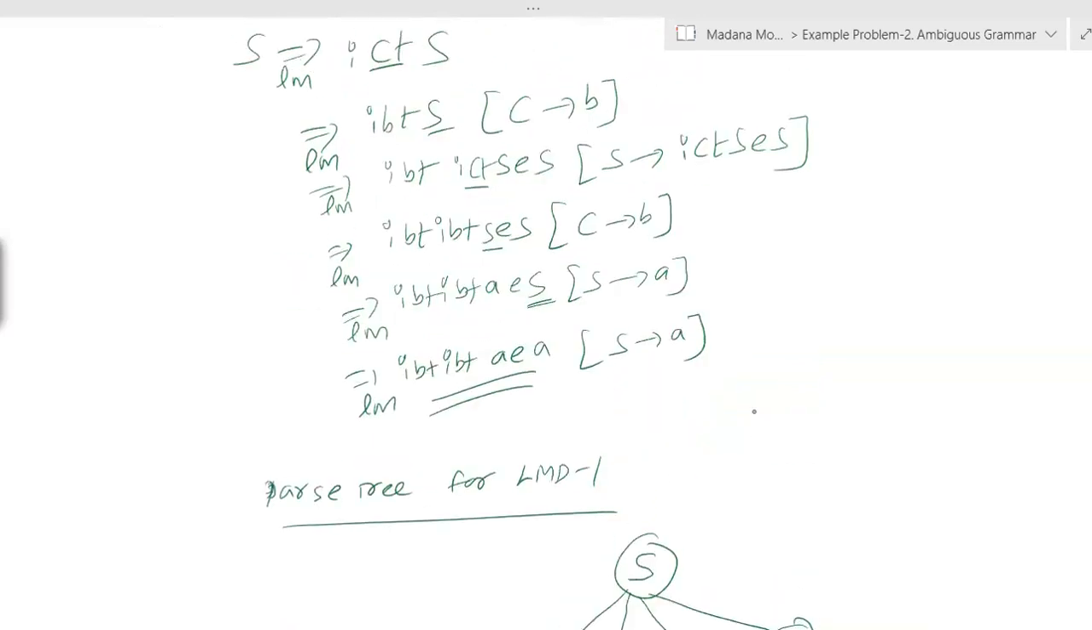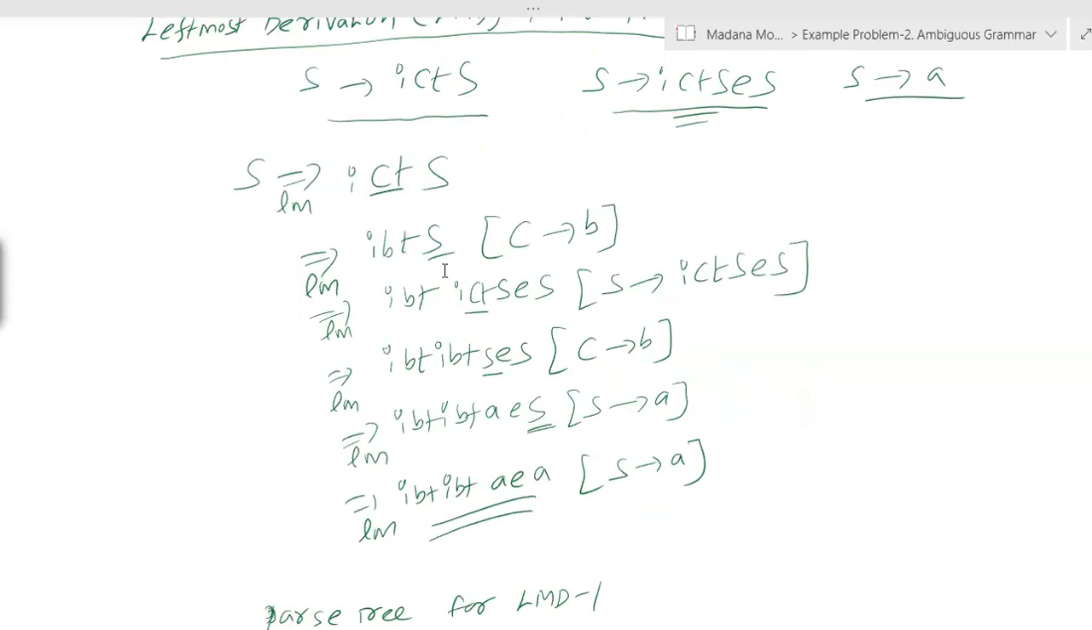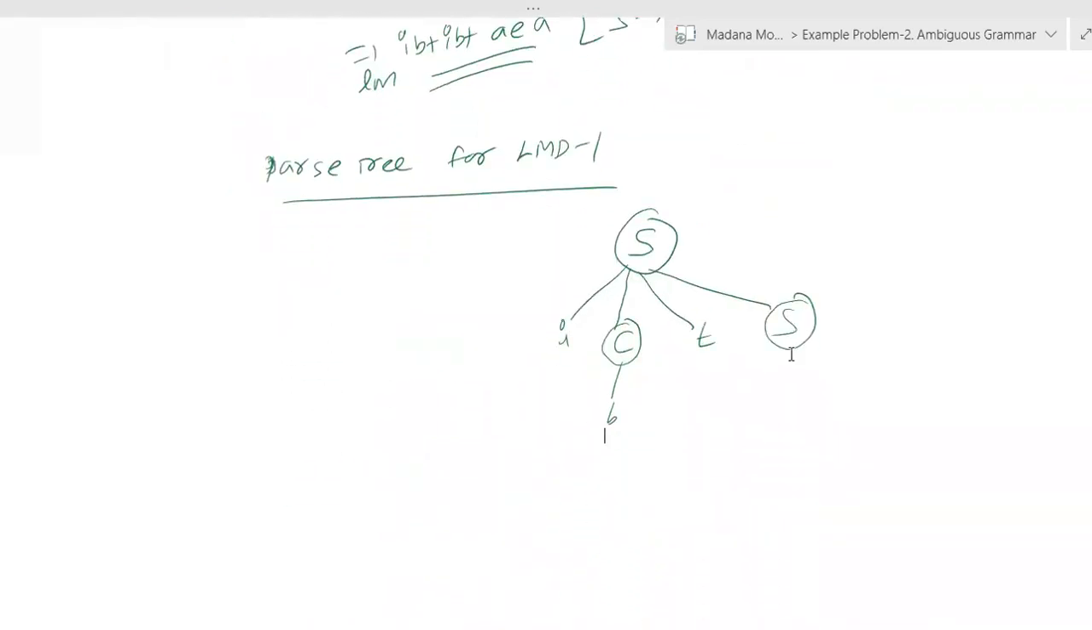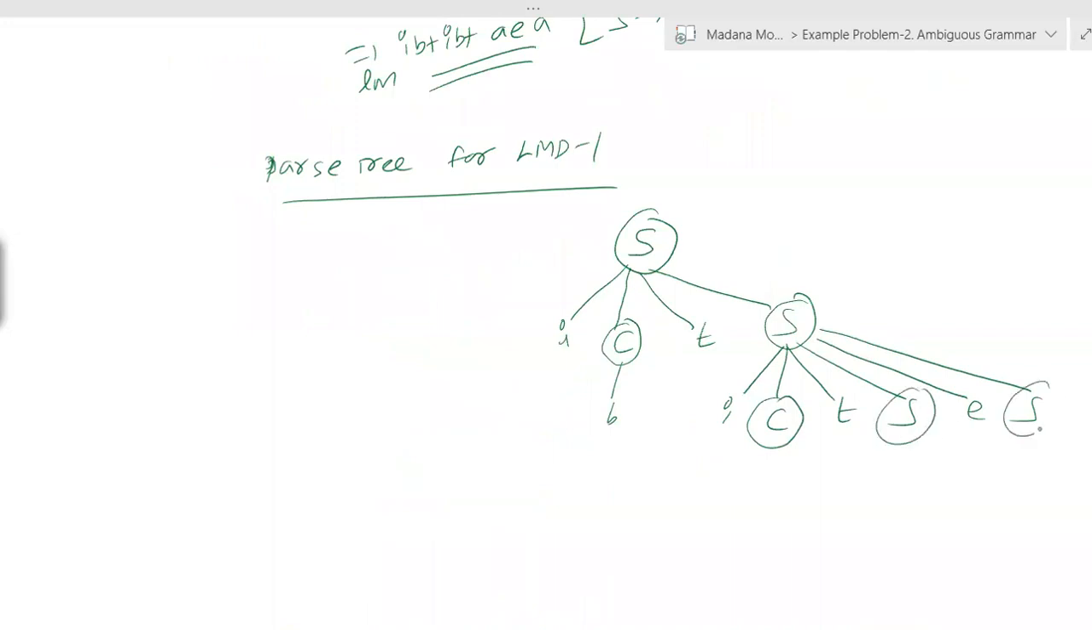Next, what we did, S is substituted by ICTSES. Now ICTSES are the children of S. Now you can connect from left to right: I, C, T, S, E, S. Now all variable nodes you can represent within a circle, which are called internal nodes. Terminals you can keep as they are.